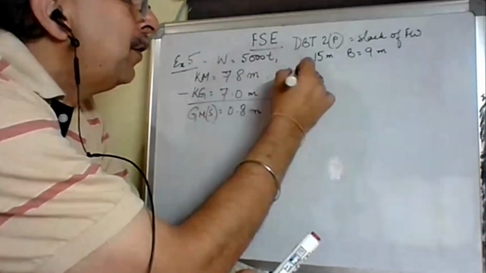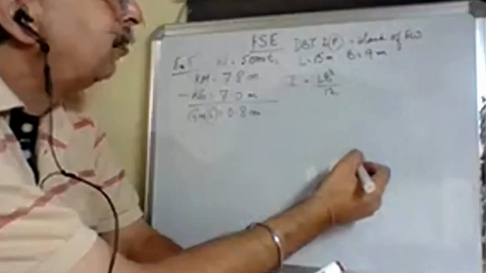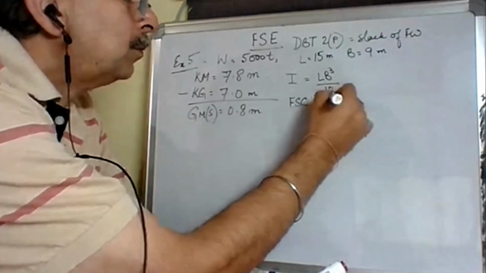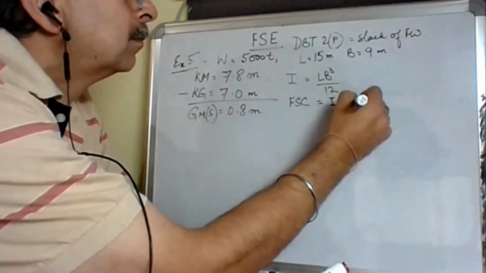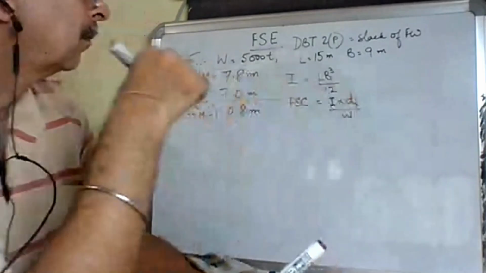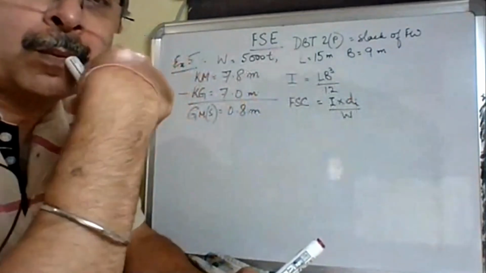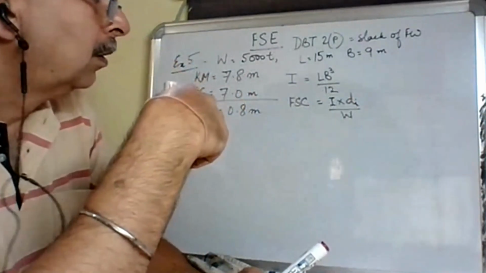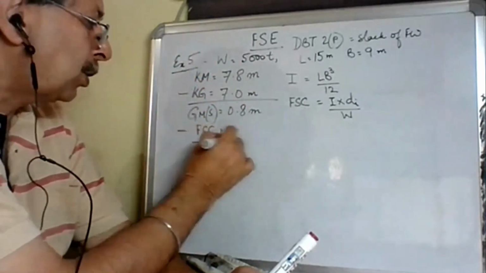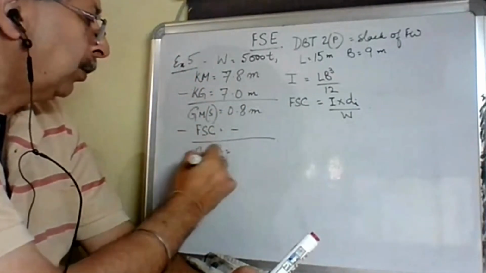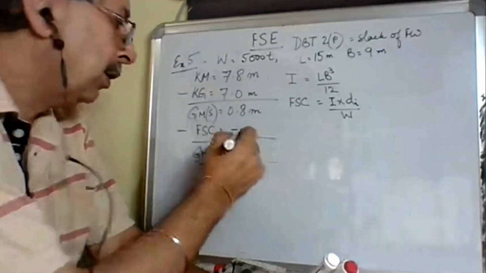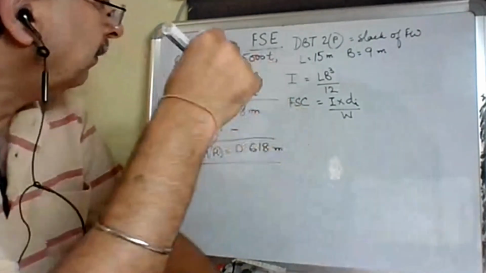So calculate moment of inertia first. पहले I निकालो. I निकालने के बाद FSC निकालो. एंड फिर FSC को माइनस करो एंड GM फ्लूइड निकालो. मीटर सर. दिस इज योर GM फ्लूइड, करेक्ट? यस सर. 4.8 meters. सबका सेम आ रहा है?